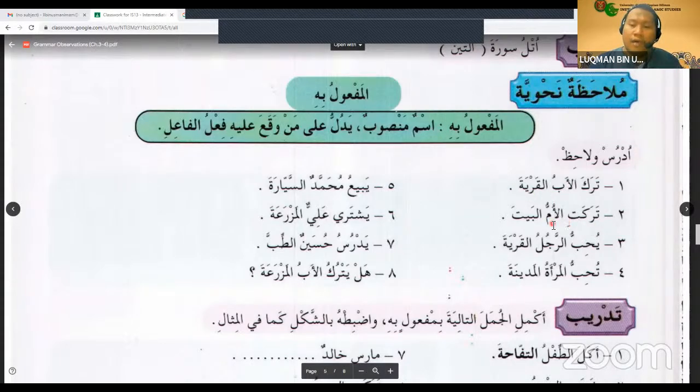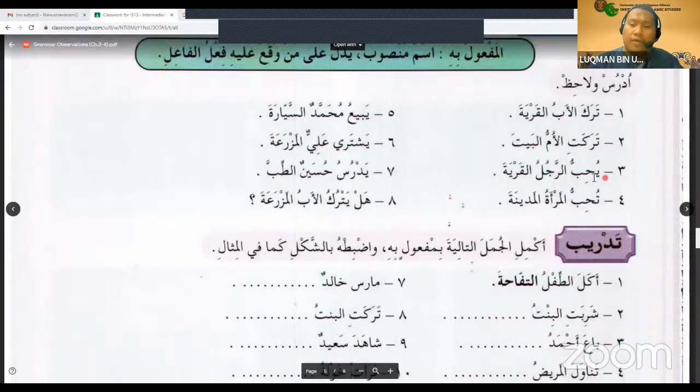Tarakat al-ummu al-bayta. The mother left the house. Yuhibbu ar-rajulu al-qaryata. The man loves the village. Tuhibbu al-mar'atu al-madinata. The woman loves the city.